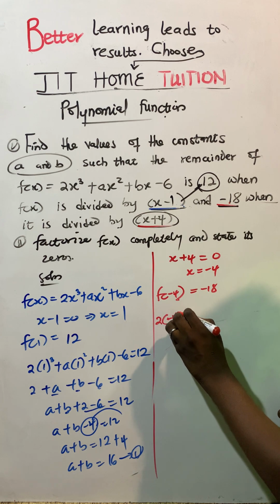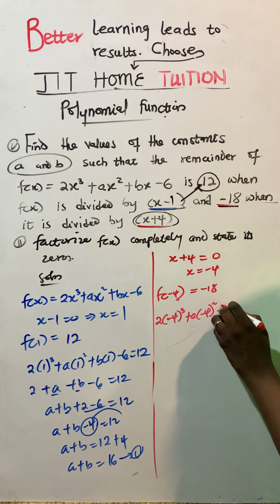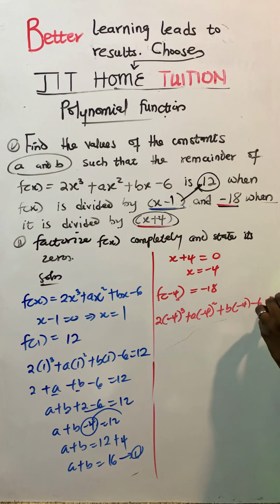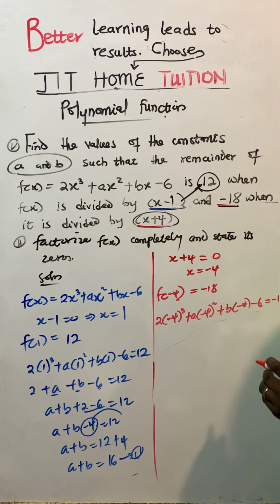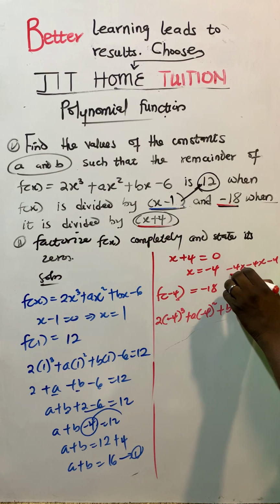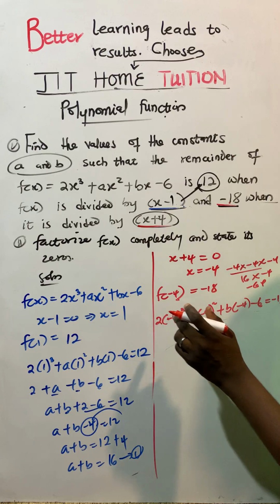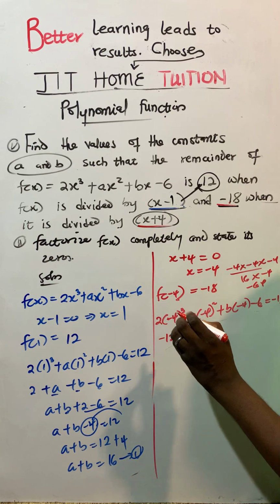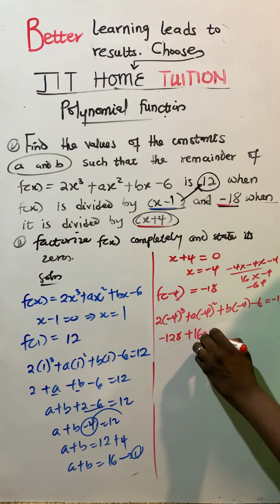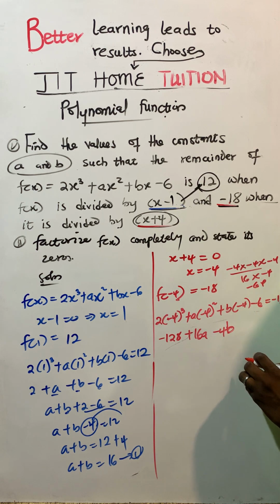2 times negative 4 cubed plus a times negative 4 squared plus b times negative 4 minus 6, all equal to negative 18. So here it is negative 4 times negative 4 times negative 4. 4 times 4 is 16 times the negative 4. That will give you negative 64 times that, so negative 128. And here it will be 16 times that, so you have 16a. And this side will give you negative 4b. I hope you are following.